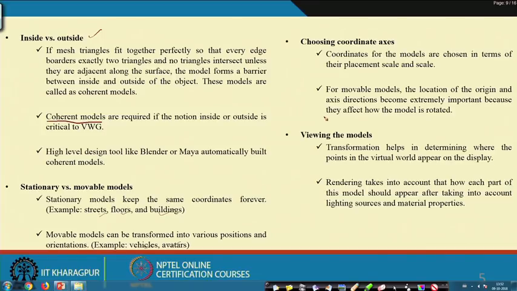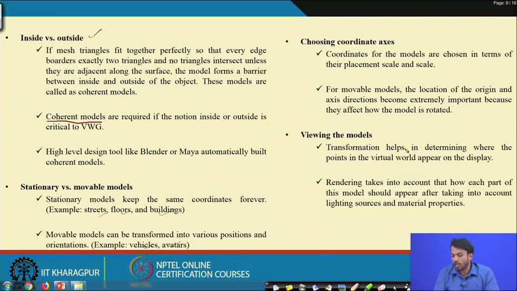For the viewing of these models, the transformation property is taken care of. The transformation property helps in determining where the points in the virtual world appear on the display. That means how points inside the 3D models appear on the particular display. The display methods were already taught in the previous lectures.